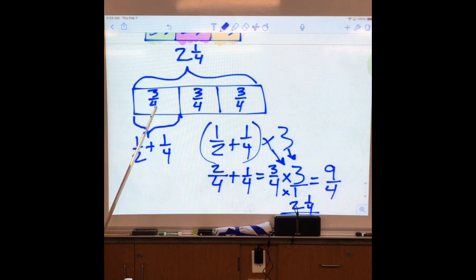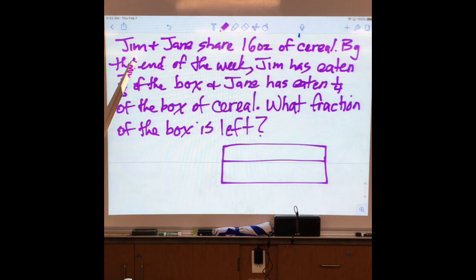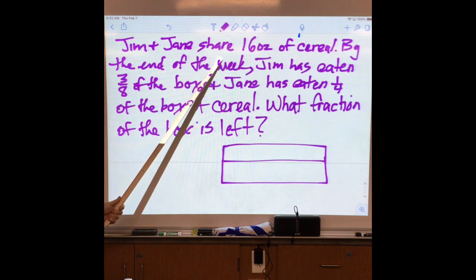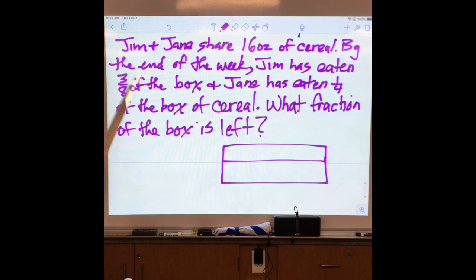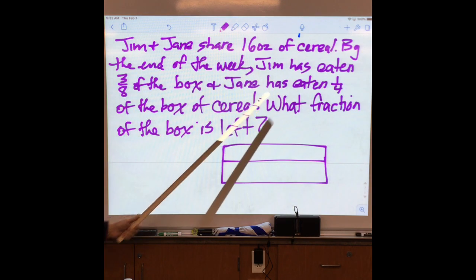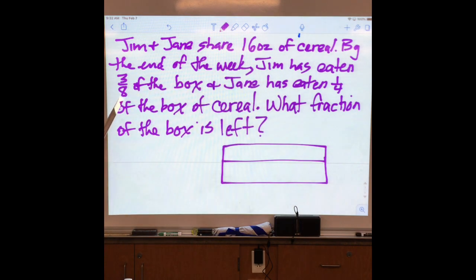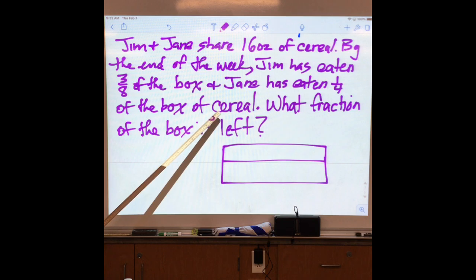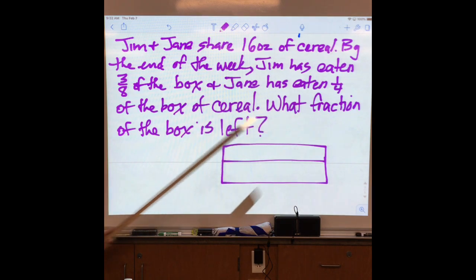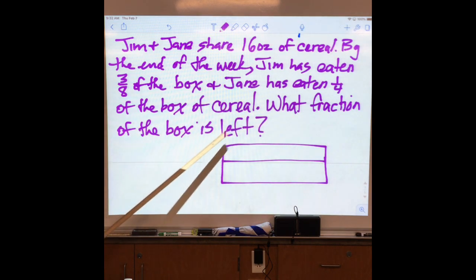But then we're going to cut each section into a half and into a 4th to make our special fabric thing. All right, we have a new problem. It says Jim and Jane share 16 ounces of cereal. By the end of the week, Jim has eaten 3/8 of the box and Jane has eaten 1/4 of the box of cereal. What fraction of the box is left?